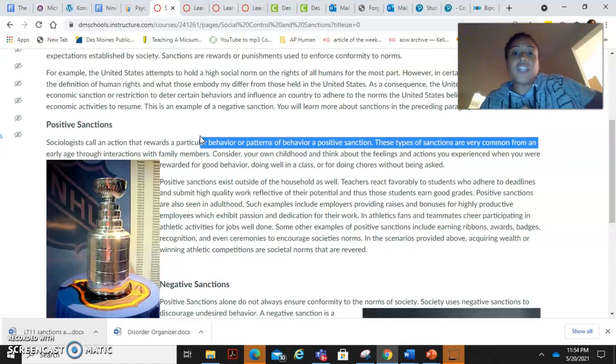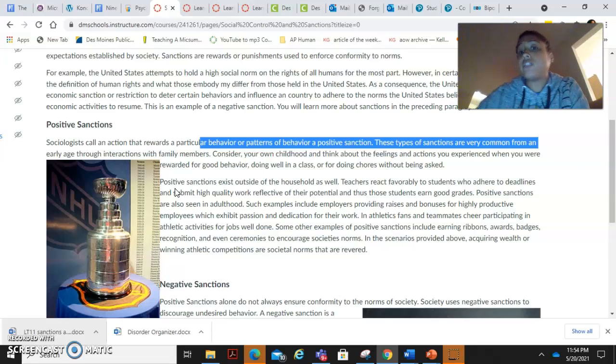These types of sanctions are very common from an early age through interactions with family members. Consider your own childhood and think about the feelings and actions you experienced when you were rewarded for good behavior, doing well in class, or doing your chores without being asked. You're praised. You're like, oh my gosh, you did a great job. Here's some allowance money, right? Positive sanctions exist outside of the household as well.